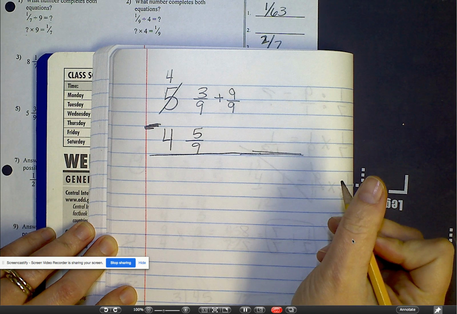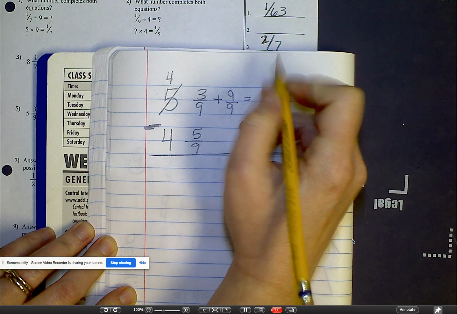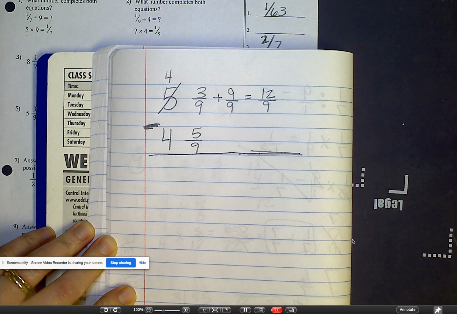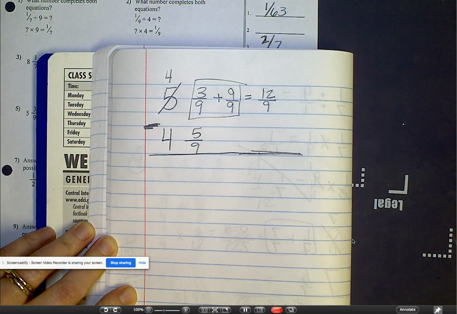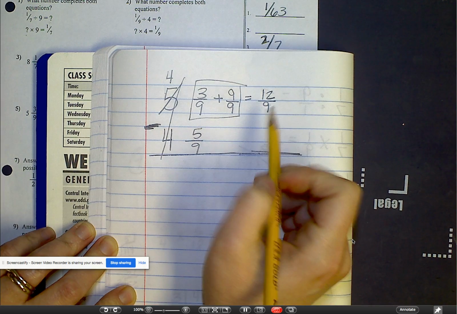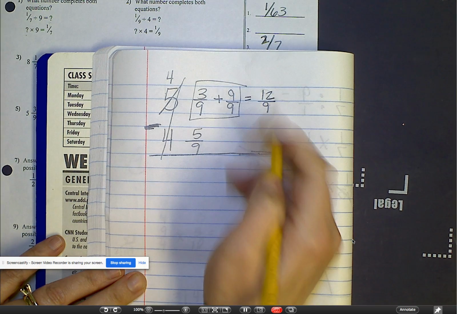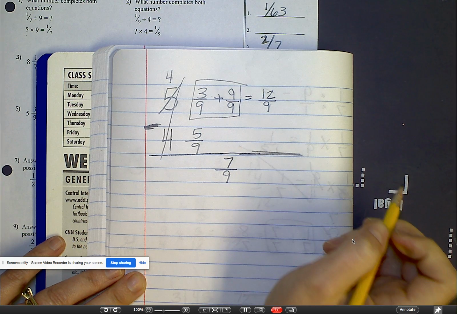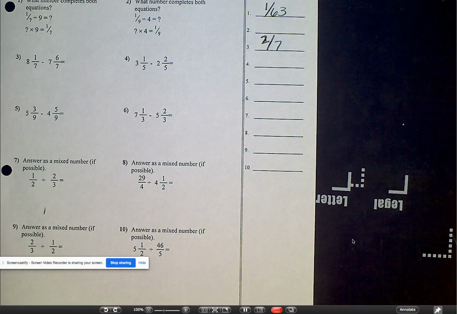Okay. And then 3 plus 9 is 12 over 9. Last problem, I forgot to add that. That's very important or you're going to get the wrong answer. 4 minus 4 is just 0, so that cancels out. So now I just have 12 minus 5, which is 7. And then I keep my denominator, which is 9. So the answer to number 5 is 7/9.